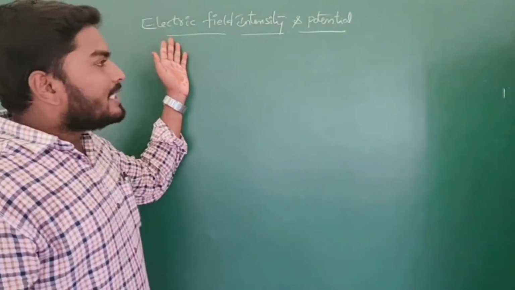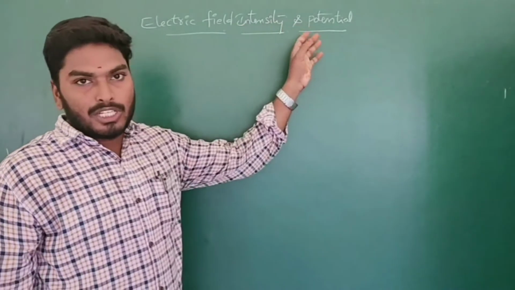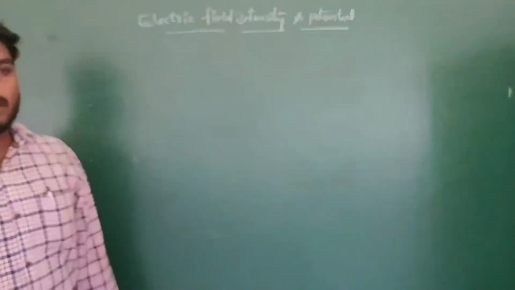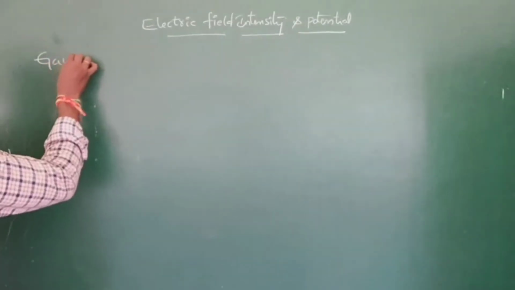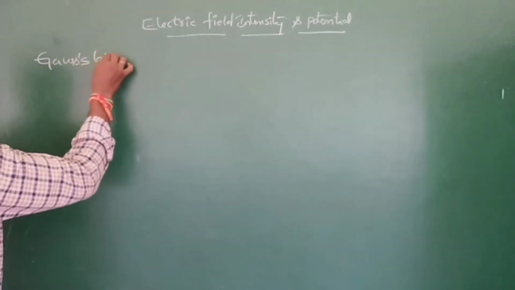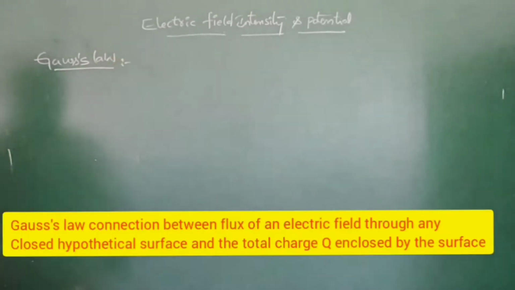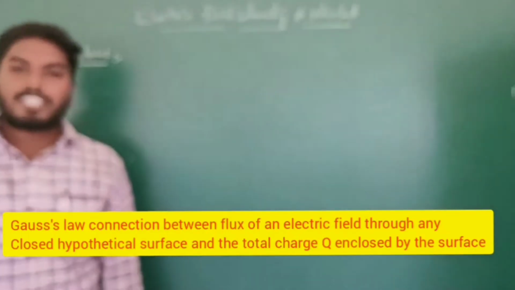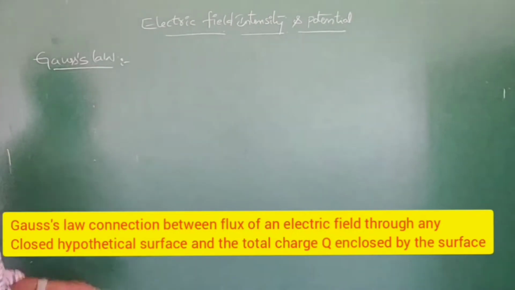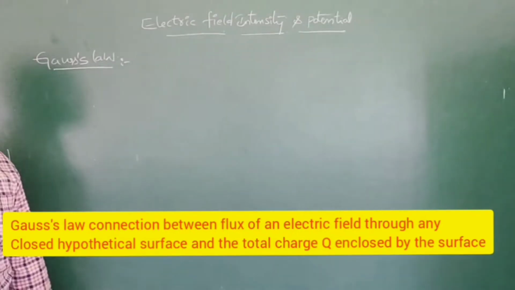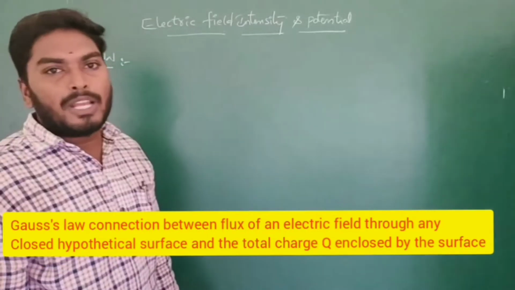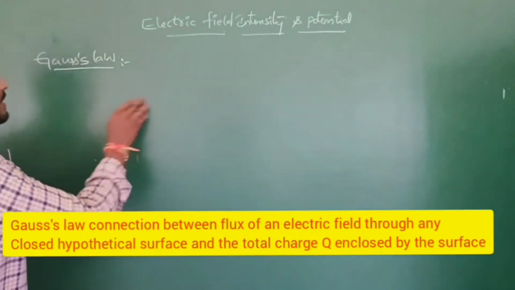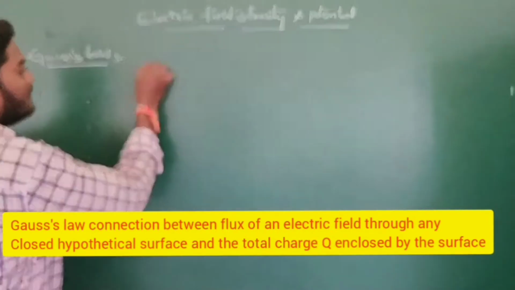In the previous class we discussed electric field intensity and potential. Today we discuss Gauss law. Gauss law gives the connection between the flux phi of an electric field through any closed surface, a hypothetical surface or Gauss surface, and the net charge Q enclosed by the surface.